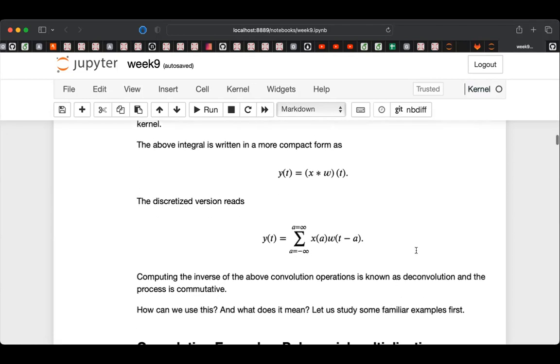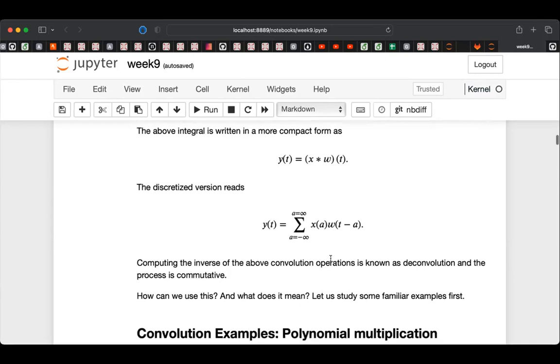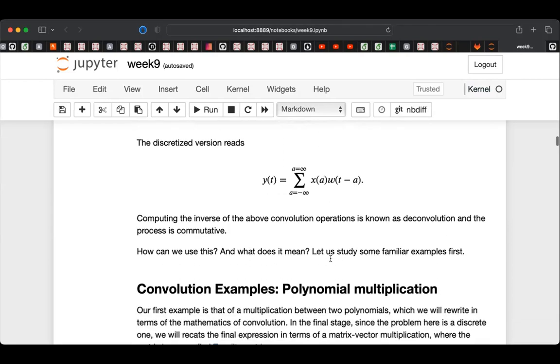And there is a discretized version, which you can rewrite in terms of the sum where a goes from minus infinity to plus infinity. This can obviously be rewritten in a more efficient way when you're running calculations, because the values of a may be constrained to take values different from zero only in a specific domain. And that makes the multiplication and the summation of the discrete events much more efficient.